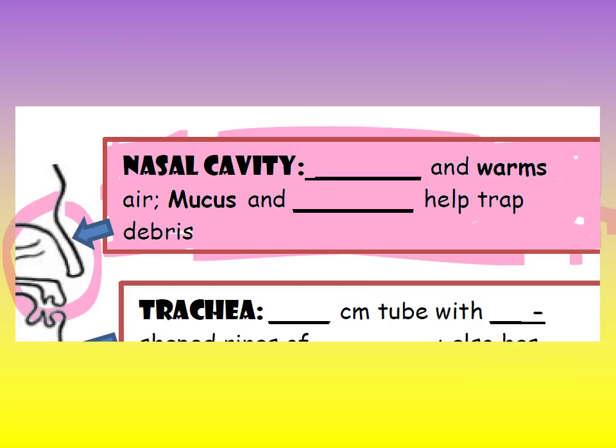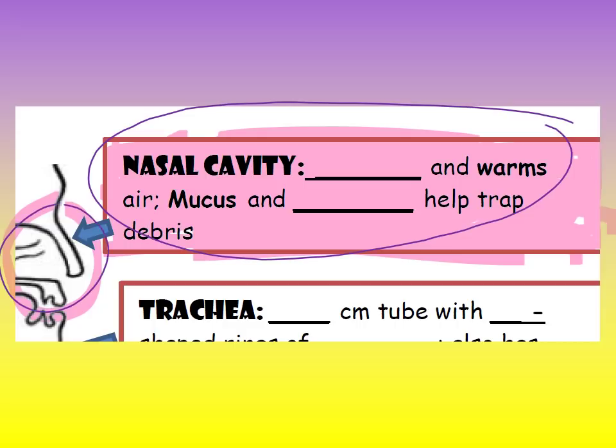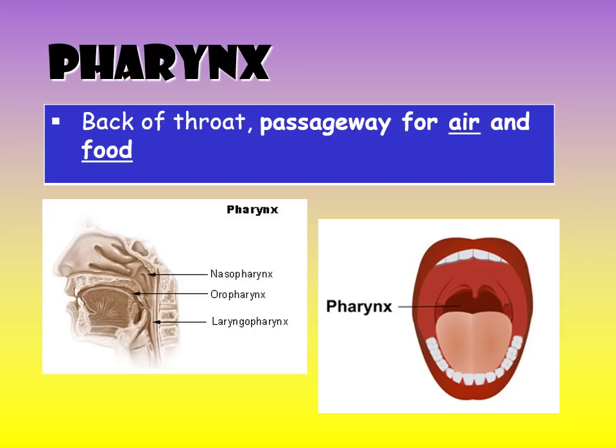Okay, so you may want to use a highlighter or a colored pencil and just shade in this box, nasal cavity, and then identify it over here on the diagram. It doesn't matter what color you use, just so you know where that part is pertaining to in your notes. Next on the list is the pharynx.